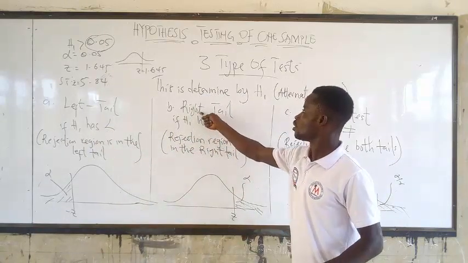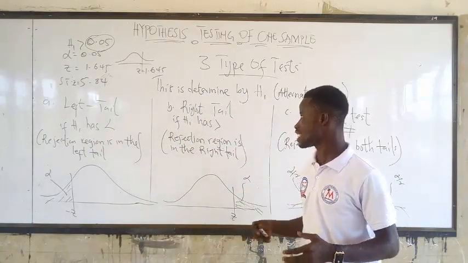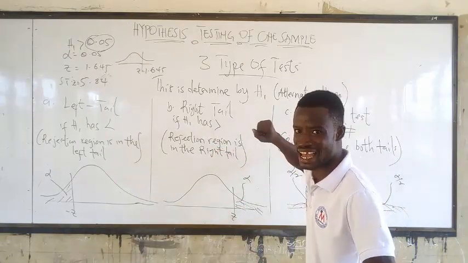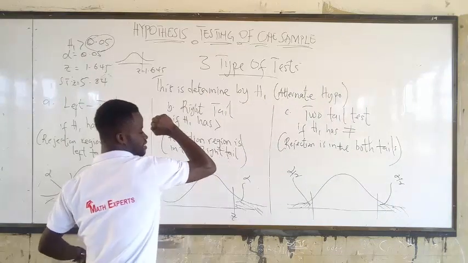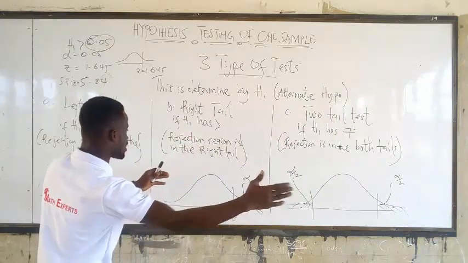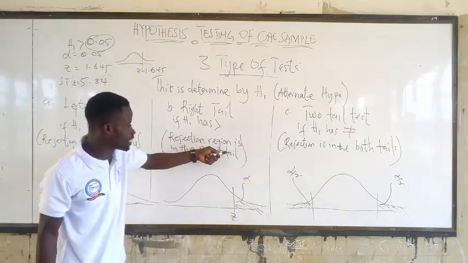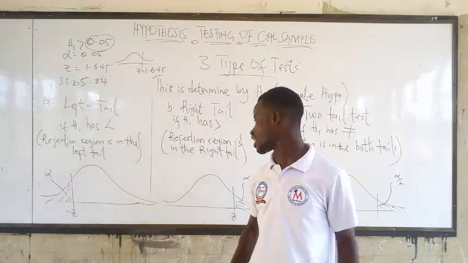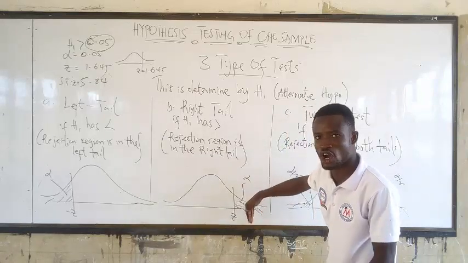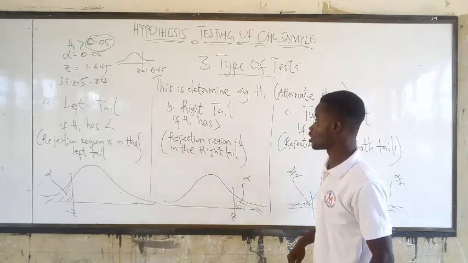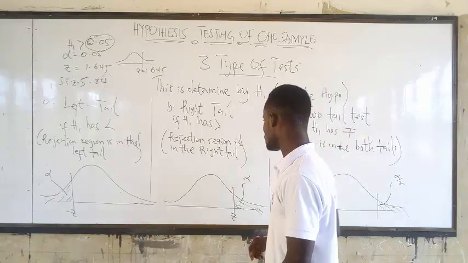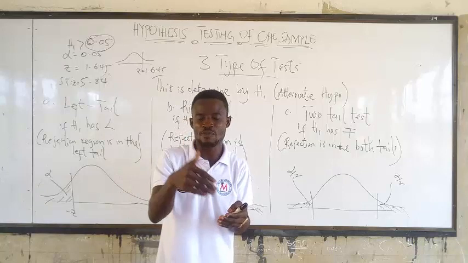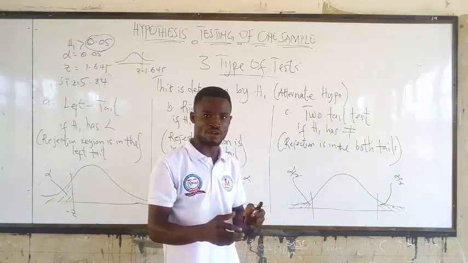Now, B, the right tail. That is if H1 has a greater than sign. If H1 has a greater than sign, that means it's going to be at the right tail. So the rejection region is in the right tail because of the greater than. So the rejection region will just be on the right side. Good. So always you have to know the sign of the alternate hypothesis that you are dealing with.